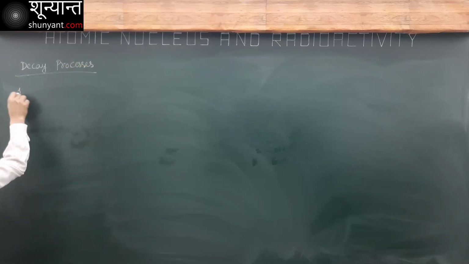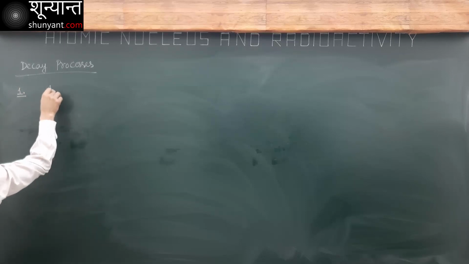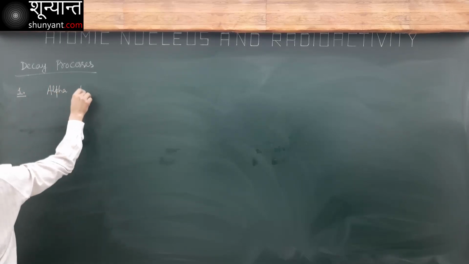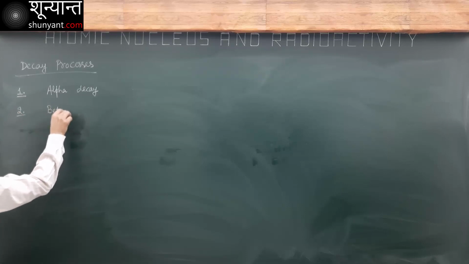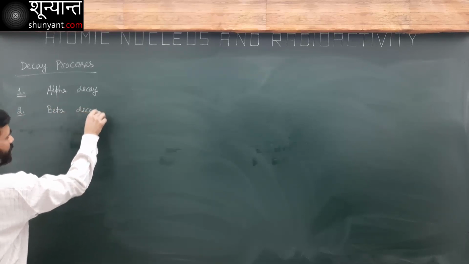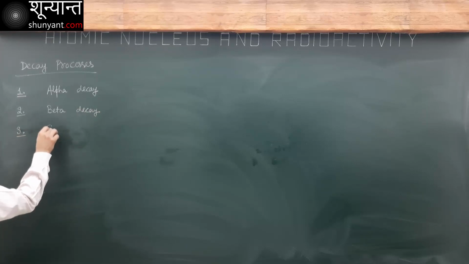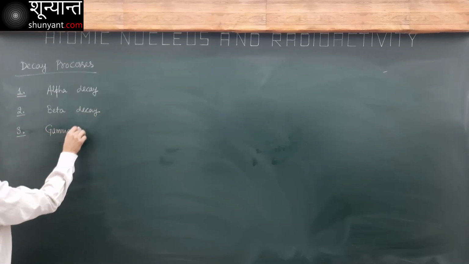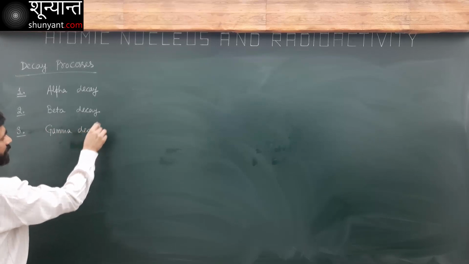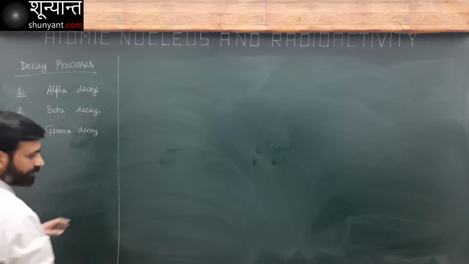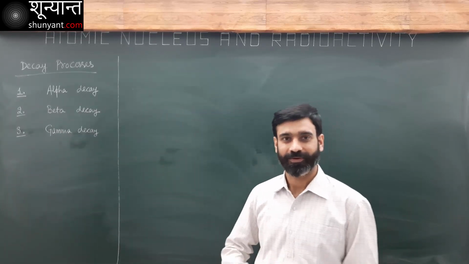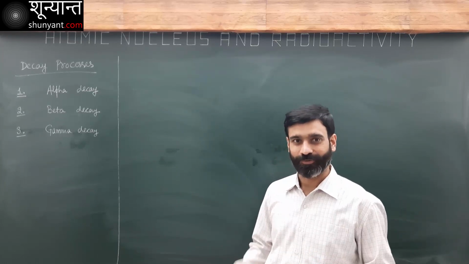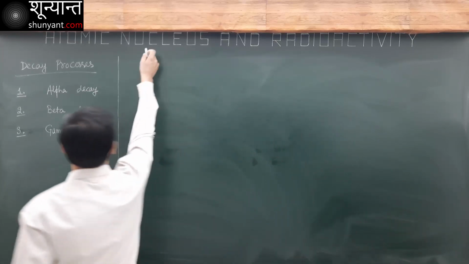The first decay process is alpha decay. The second is beta decay. And the third process is gamma decay. We are going to study each one of them, we will solve some problems, and then we will conclude. Now the first one is alpha decay.